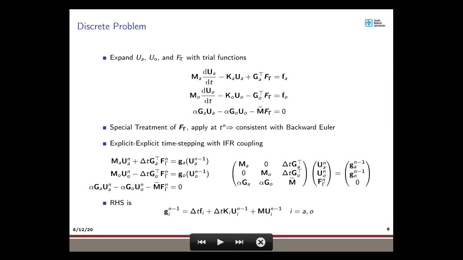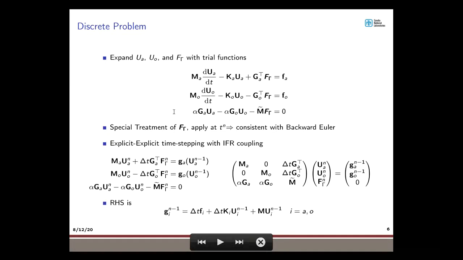Now we expand with trial functions. We arrive at the following semi-discrete matrix system. So as I've said, we could have chosen some special spatial discretization. Third auxiliary equation, we'll just assume it is whatever it is. We'll talk about it later.